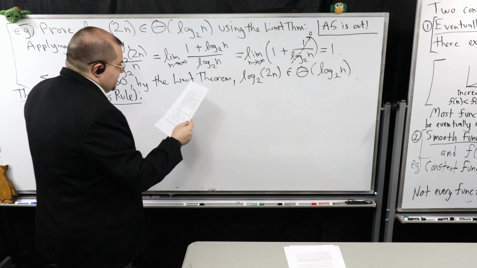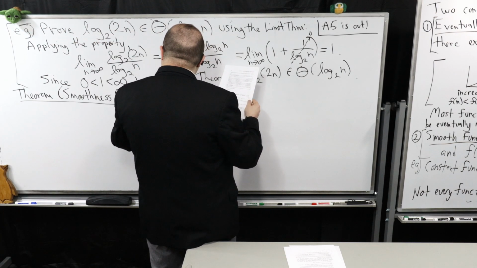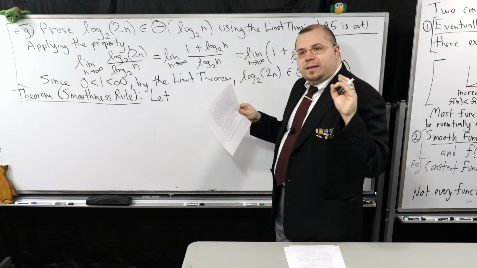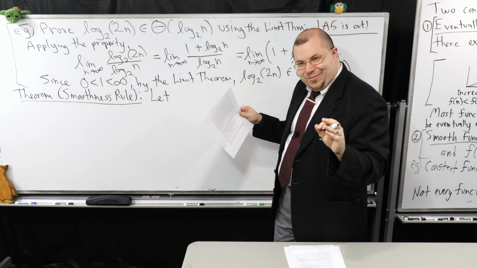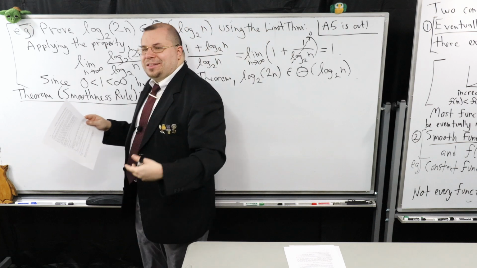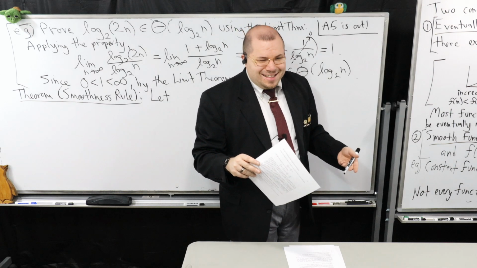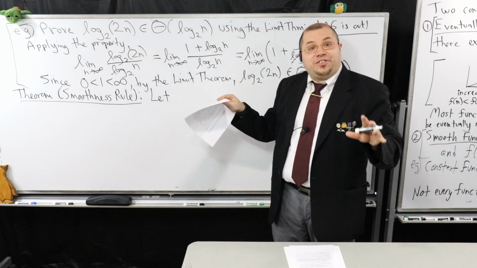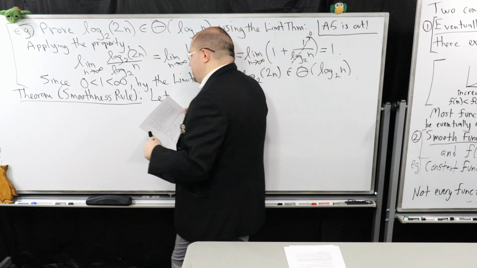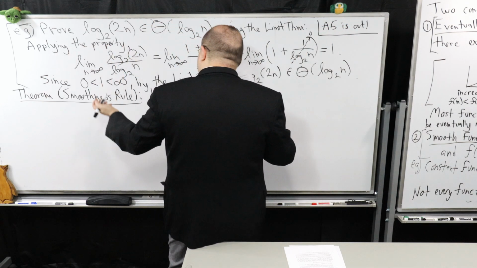So here it is. It's going to be a little bit wordy, but the idea behind it is very simple but effective. For those that really don't like having to round numbers up and down, the smoothness rule is your best friend when it comes to proving asymptotic claims, things about big theta or big O and so on.